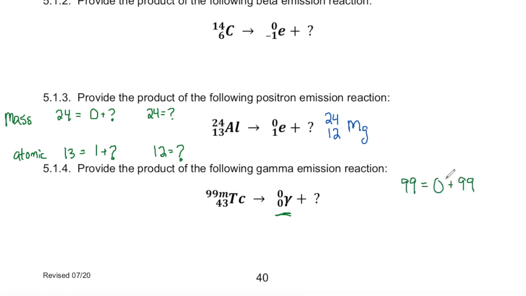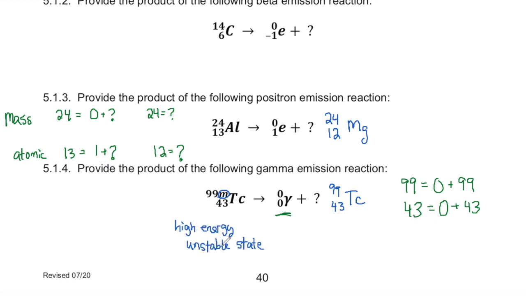So we have 99 being equal to 0 plus 99, and we have 43 being equal to 0 plus 43. So we have not changed the identity of our element here. The only thing that's happened is that this little M has gone away. The M stands for metastable, meaning that this is a highly energetic nucleus of technetium, and so when it decays, it just becomes more stable.